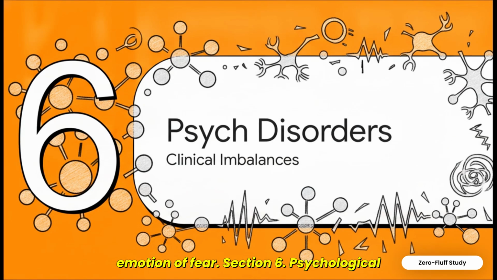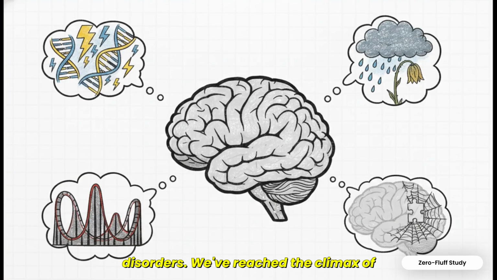Section 6. Psychological disorders. We've reached the climax of our molecule-to-mind arc. What happens when these foundational molecular systems fall out of clinical balance? The DSM-5 categorizes mental disorders by their symptoms, but the MCAT, it really wants you to know the underlying biological markers. Look at how perfectly this ties back to our earlier neurochemistry review.